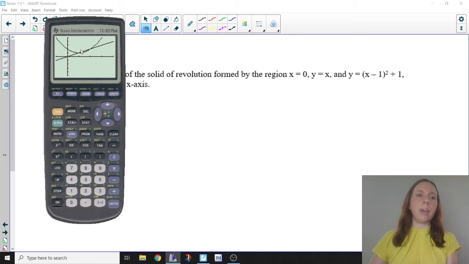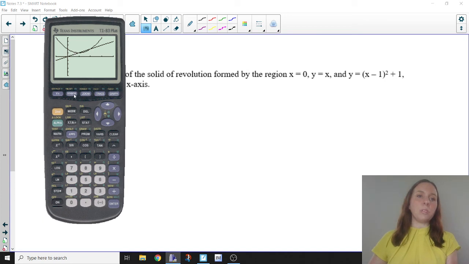Okay, not bad. I think what you can pick up here is that these functions have 2 points of intersection, and that does mean that we are going to have to set up 2 different integrals, because the upper curve changes over the entire interval here.